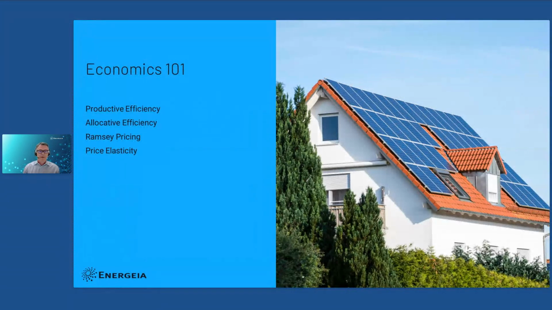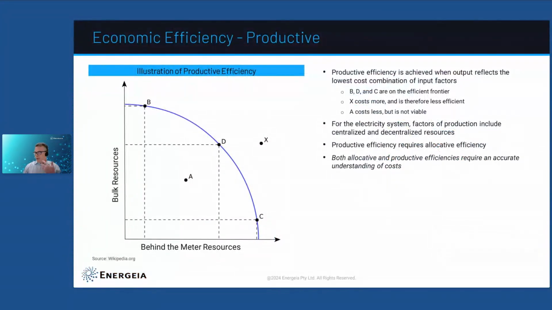So let's talk about economics 101, which really is the underpinning theory guiding a lot of the recommendations and regulations. So previously, some of the language talked about efficiency. Now, there are three main types of efficiency. There's productive, there's allocative, and dynamic. Pricing plays a role in all three of those types of economic efficiency.